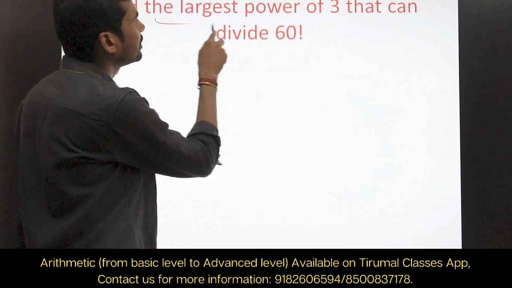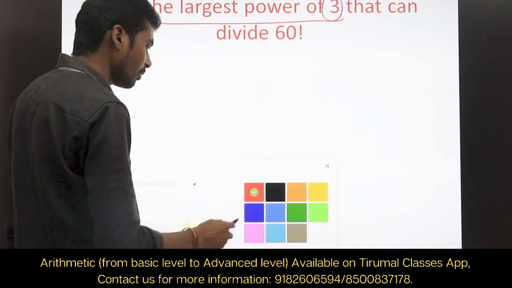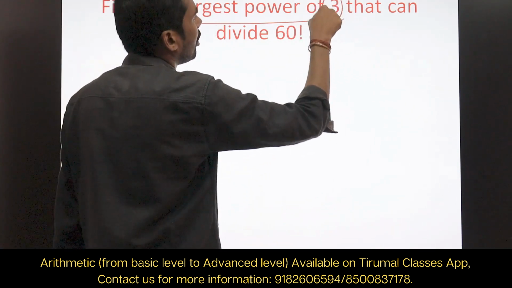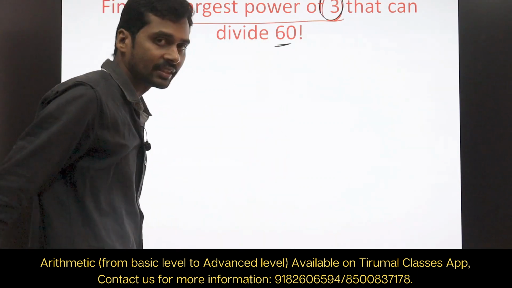Now find the largest power of 3. The next problem is: find the largest power of 3 that can divide 60 factorial.